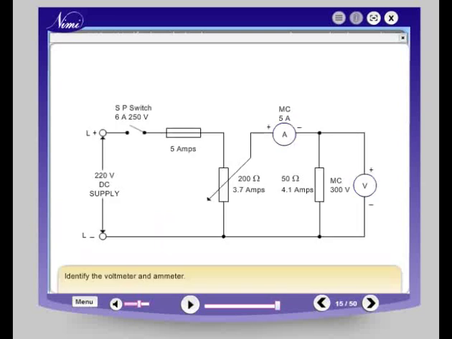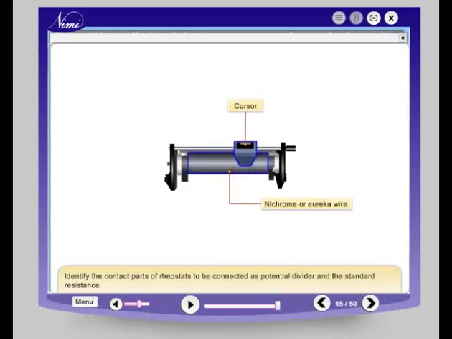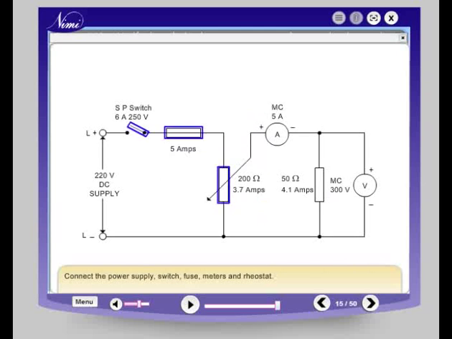Identify the voltmeter and ammeter. Verify the range of the voltmeter and ammeter. Identify the contact parts of rheostats to be connected as potential divider and the standard resistance. Connect the power supply, switch, fuse, meters and rheostat. Keep the moving arm of the potential divider to have low voltage at the output of the circuit.